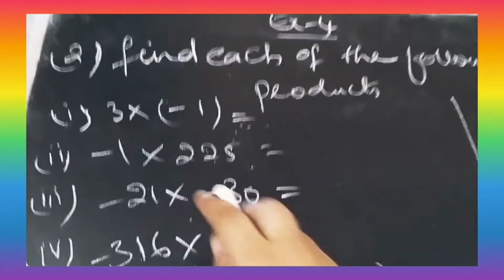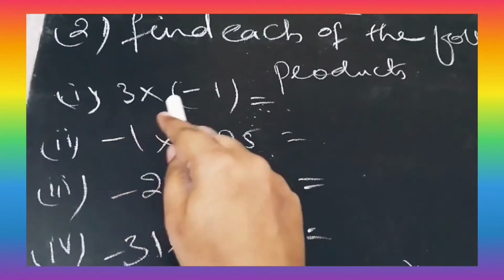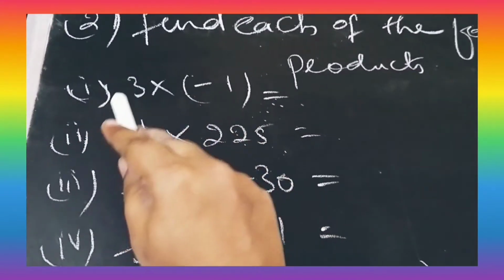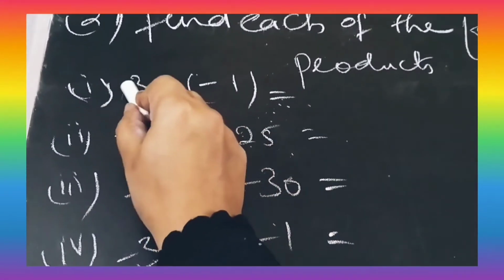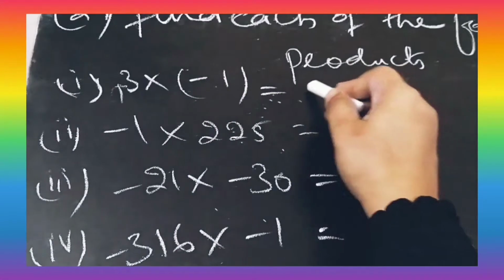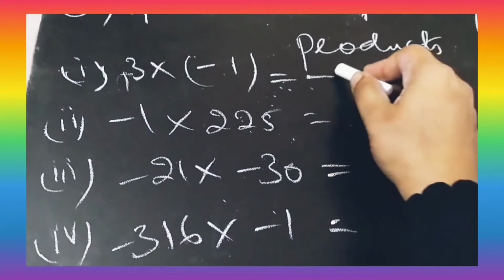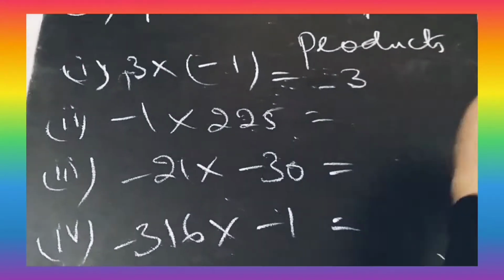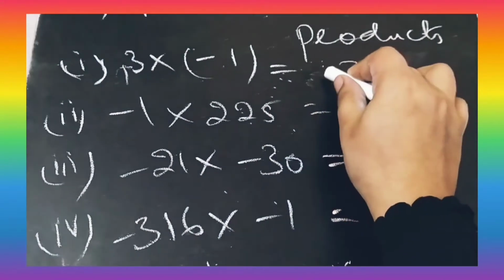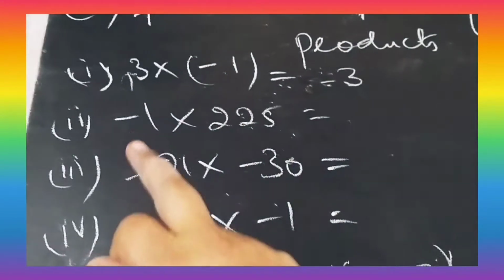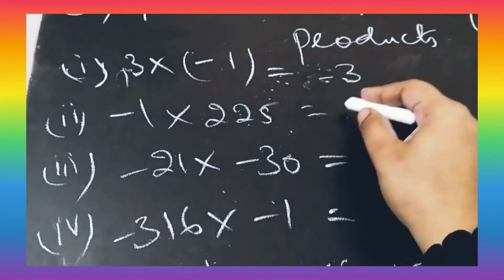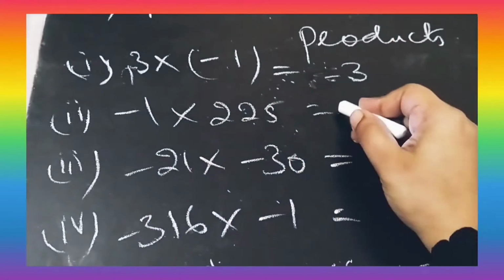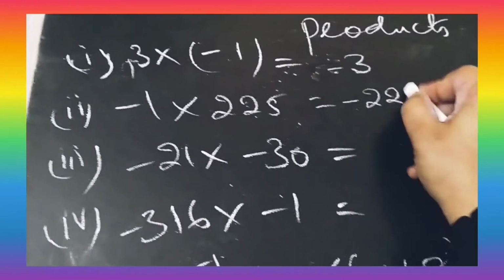Now the second one is: find each of the following products. The first one is 3 into minus 1. Here plus is there, plus into minus is minus. 3 ones are 3, so it is minus 3. Next is minus 1 into 225. Minus into plus is again minus, so it is minus 225.